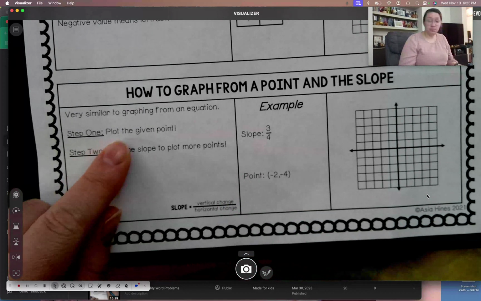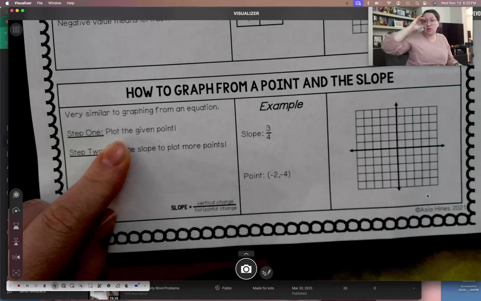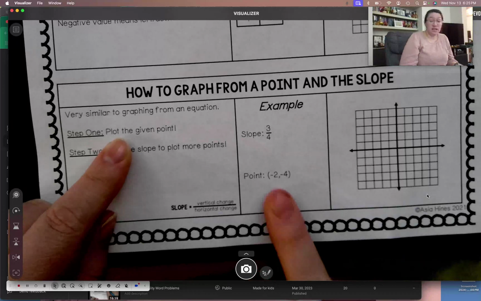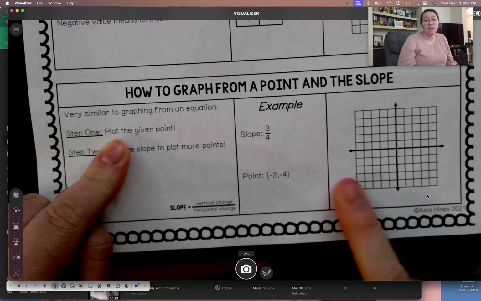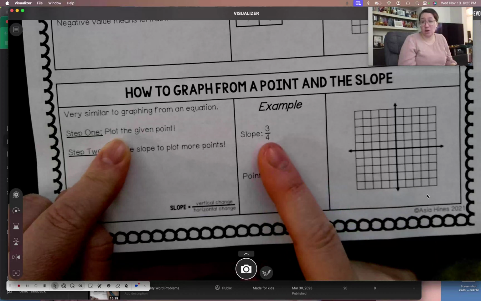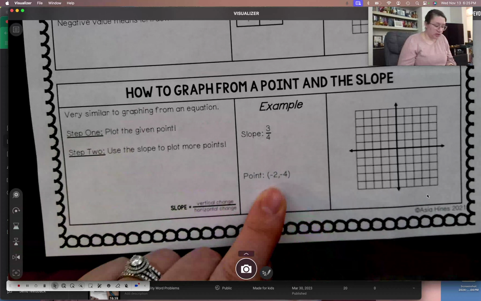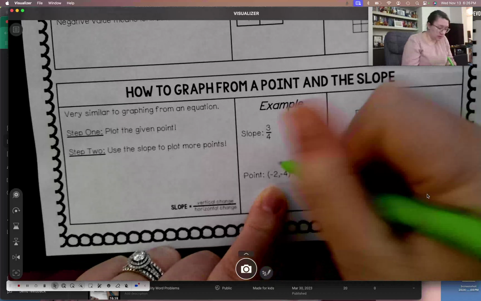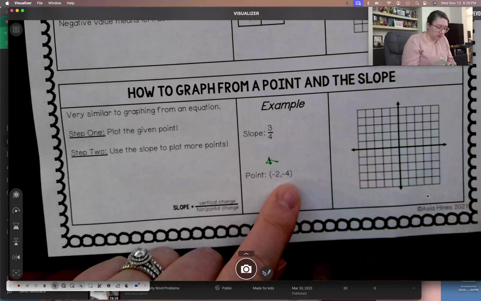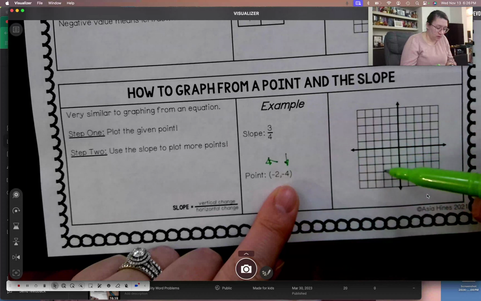So step 1, plot your point. Before, we were getting our y-intercept from the equation. Now, they're just going to give us a point. It's not necessarily the y-intercept, but we have to have a point. We can't just have slope. We have to start from a specific point. So our point here is -2, -4. I'm going to plot that on my graph. -2 means I'm going left. -4 means I'm going down. So I'm going to plot my point -2, -4.